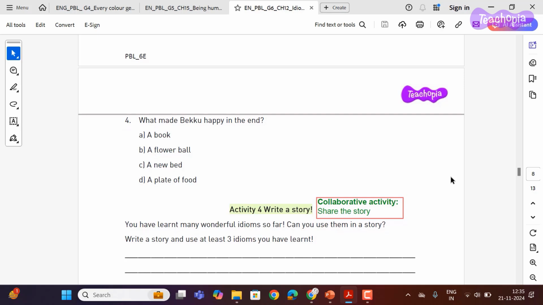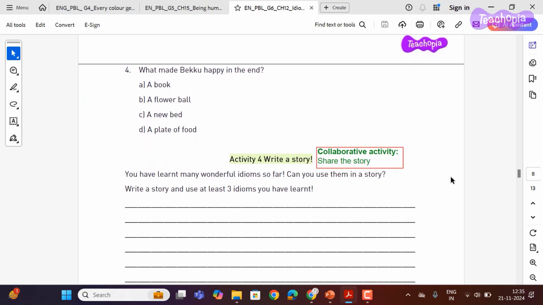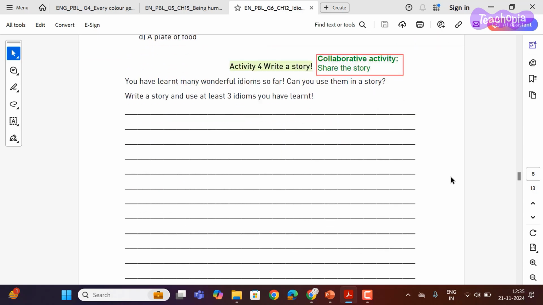A collaborative activity called Write a Story. So the learners would have learned many idioms so far. We encourage them to use them in a story and write at least 3 idioms that they have learned. They can share the story with each other, thus making it a collaborative activity.